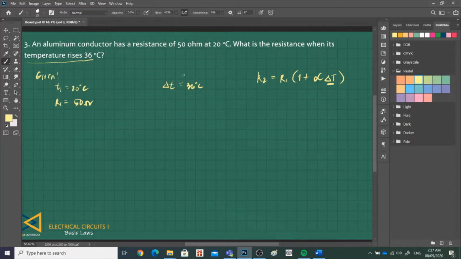So, kung ang tinatanong, required, what is its resistance? So, R sub 2, nung tumaas yung temperature. Check natin, meron na tayong R sub 1, meron na tayong delta T, okay, alpha. So, kapag may mga problems tayo na kailangan ng mga tables or constants, usually, binibigay ko itong mga to. Okay, for aluminum.